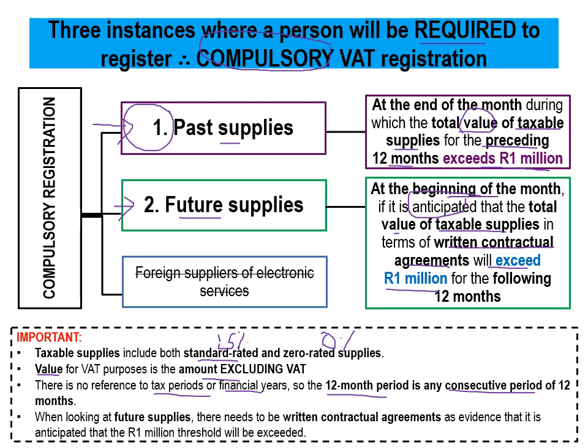12 months. Now, if you look at these requirements, you'll see we're again talking about value, which is the amount excluding VAT, taxable supplies, which is your standard rated and zero rated supplies. But what's very important here is that when we look at future supplies, there needs to be written contractual agreements as evidence that it is anticipated that the 1 million rand threshold will be exceeded. Okay, and again, if we look at 12 months, we're looking at any consecutive future period of 12 months. We're not looking at a year of assessment or a financial year or a tax period.